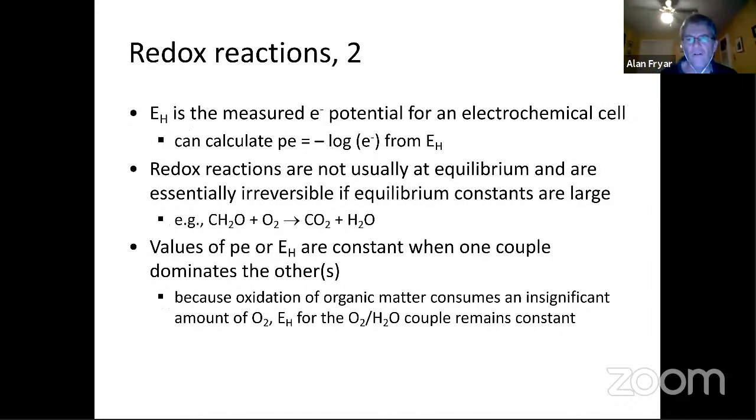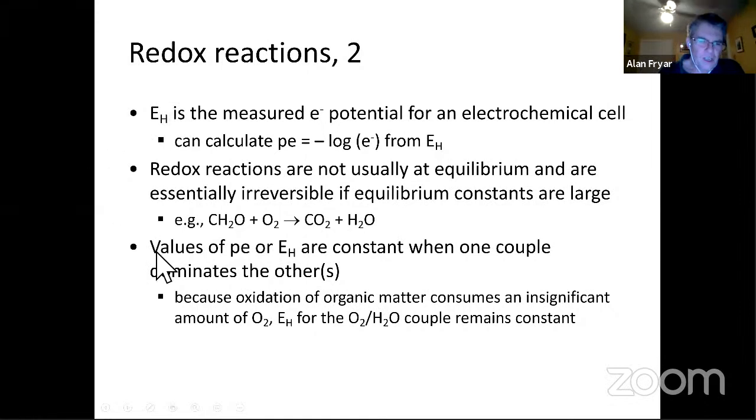So I mentioned Eh previously. It's just the measured electron potential for an electrochemical cell. And you can calculate something called pe, which is analogous to pH. If you remember the definition of pH, that's the negative base 10 logarithm of the hydrogen ion concentration or hydrogen ion activity. pe is just analogous to that. It's the negative base 10 logarithm of the electron concentration. That's not really a measured property, it's a calculated property. Eh is the measured property.